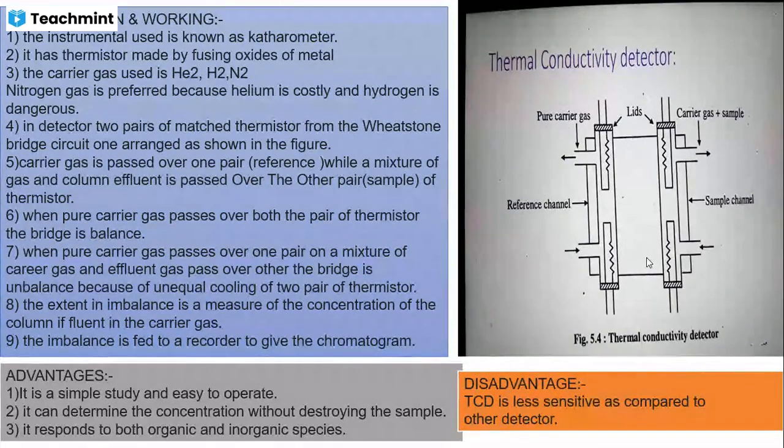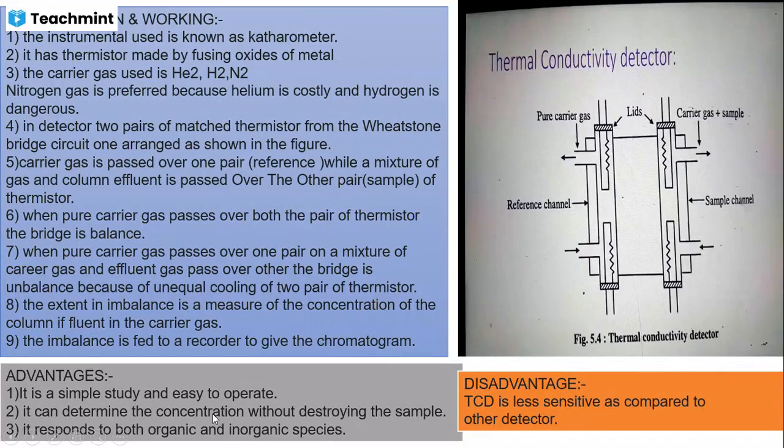what we can say, the concentration. Whatever the extent of the imbalance will be there, it will be nothing but a concentration, it will correspond to the concentration of the column effluent in the carrier gas, and this imbalance, whatever the imbalance is coming, it will give to that particular recorder, and which will give you the chromatogram.